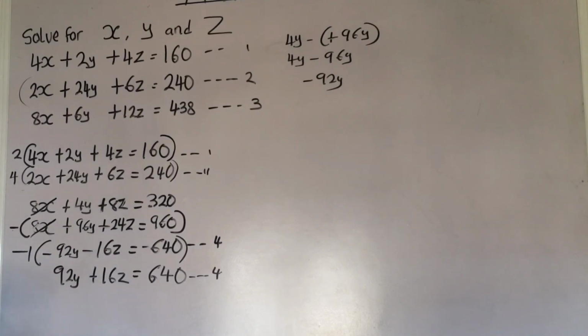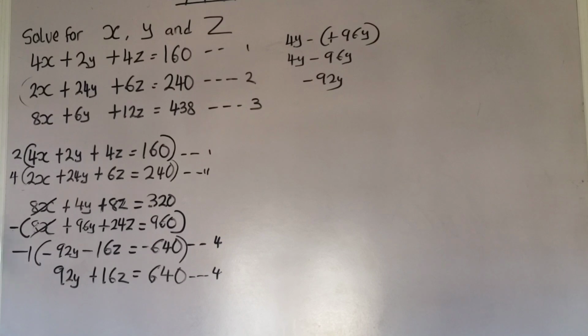The first step was that we combined equation 1 and 2 and eliminated the value of x. We have to take another two equations from these three equations and then eliminate the value of x. Which equation do we take? Let's take equation 2 and 3.